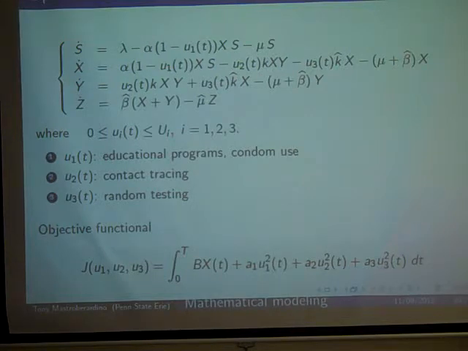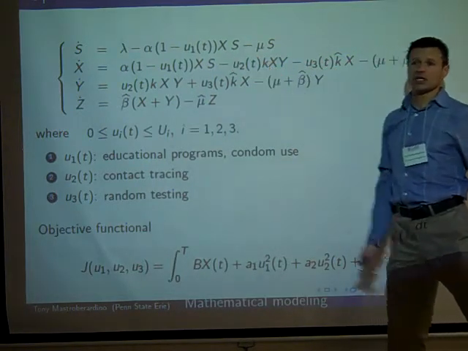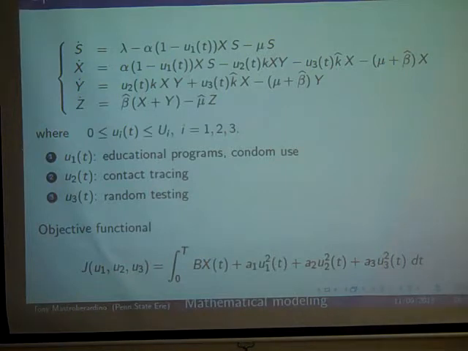In optimal control, you basically add this function u, which is a control function, with scalar functions u1, u2, u3. We have three optimal control functions here: one representing an effect from educational programs and condom use, another from contact tracing, and another from random testing. You can see how we insert them into the model. So u1 is to decrease the transmissivity of the disease, and u2 and u3 are to increase the diagnosis.